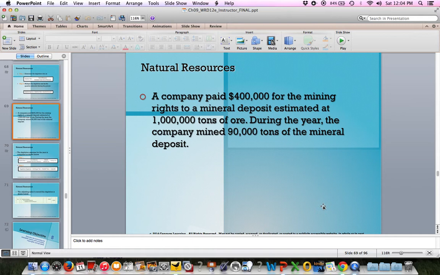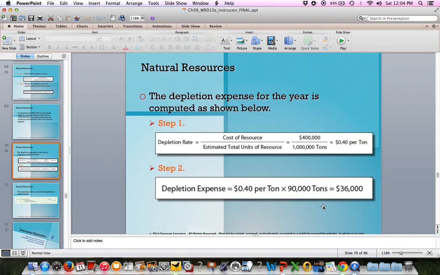So if a company paid $400,000 for the mining rights to a mineral deposit, we estimate there's 1 million tons of ore, and during the year we mined 90,000 tons, what would we record for depletion? Depletion expense is computed as follows. The depletion rate is the cost of the resource, $400,000, divided by the tons of the resource. That gives me 40 cents per ton. So if I remove 90,000 tons, I multiply that by 40 cents, I get $36,000.